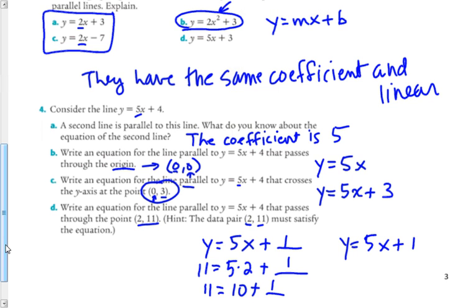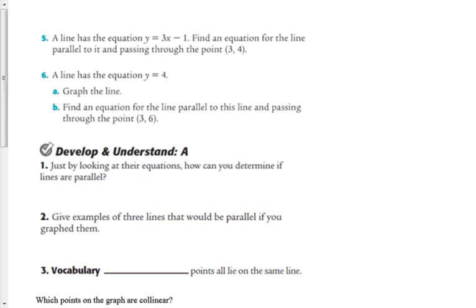All right. Turn the page here. And number 5 says, a line has equation y equals 3x minus 1. Find the equation for the line parallel to it, passing through the point 3, 4. I'm going to ask that you do that. Try this one tonight. Do it just like we did the last one. So this is for you to do and to share with your group tomorrow.